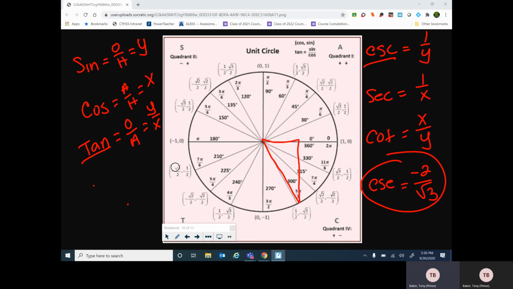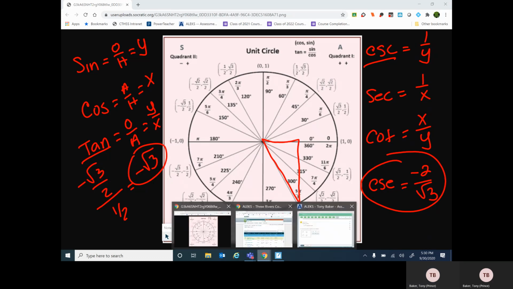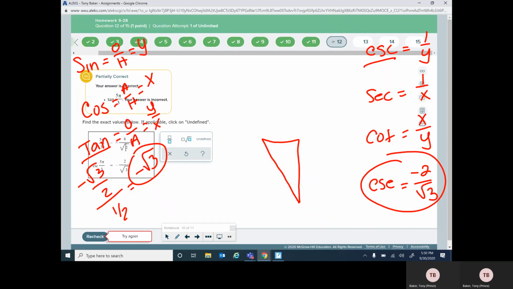So your tangent was negative square root of 3 over 2 divided by 1/2. So it ends up being just negative square root of 3 because the 2's end up canceling each other out. I put the square root in the wrong spot. So that's just negative square root of 3.